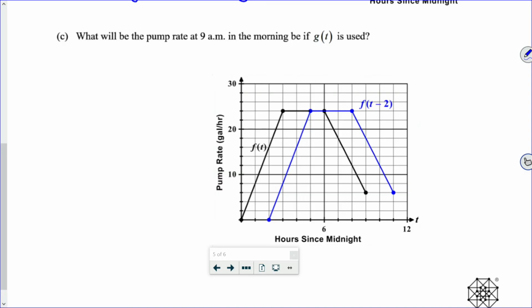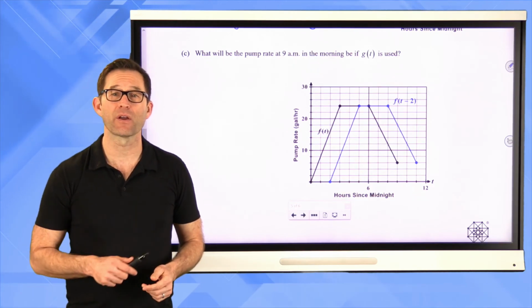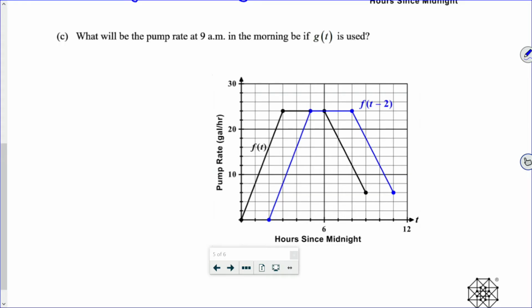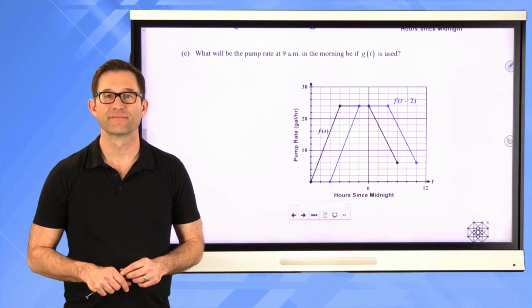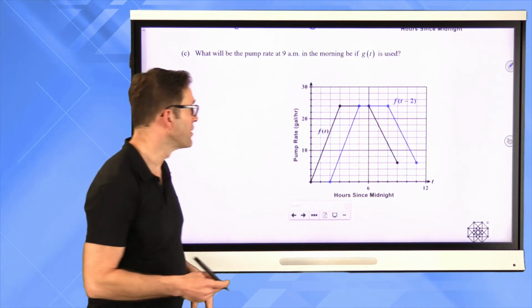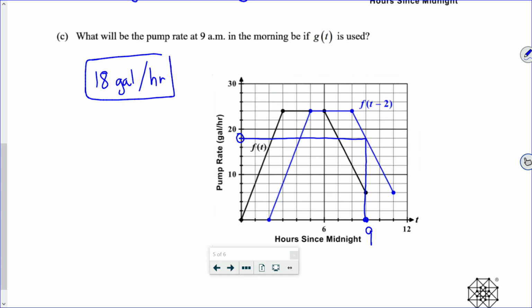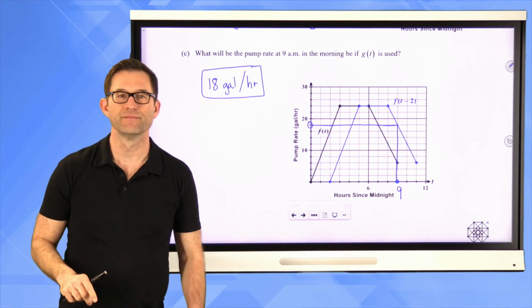All right, well, this is simply reading off a graph. So see if you can figure out what the pump rate should be at 9 a.m. in the morning. All right, well, hours since midnight, 9 a.m. in the morning is going to be 6, 7, 8, 9. Here's 9 a.m. in the morning. So now I'm going to go up to my blue graph and go over, and watch out, right? This is in units of 2 gallons per hour on each tick mark. So that's going to be 18 gallons per hour. And that's it, right? Simple enough.